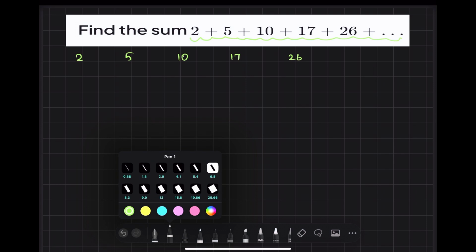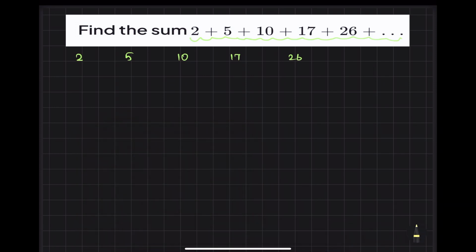Now what we are supposed to do, we have to find out the difference. So we got 3, we got 5, we got 7, and at the end we got 9. Correct? I hope till this part you guys are okay.